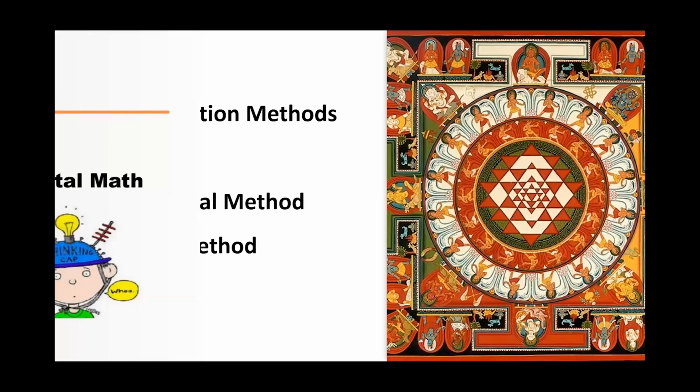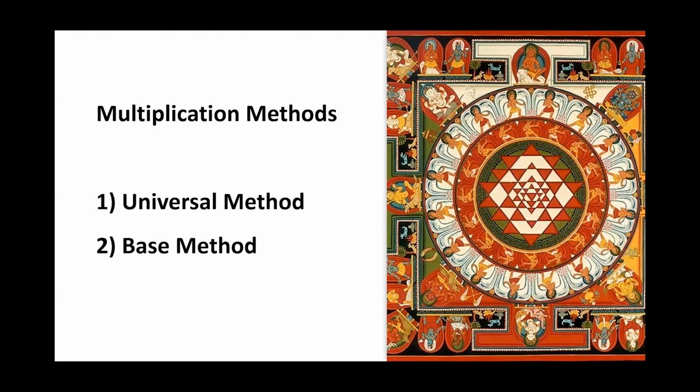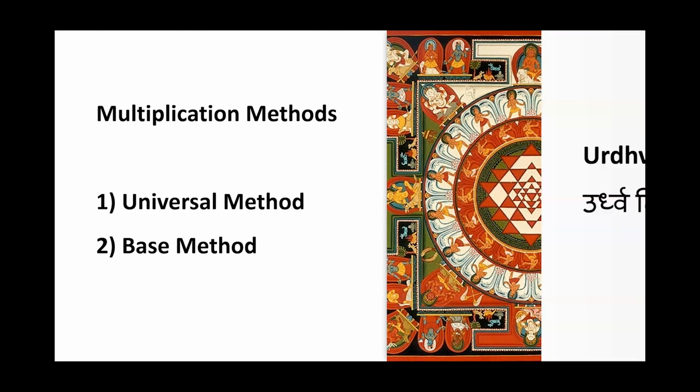So let's discuss the multiplication methods. Broadly, we will be discussing the two methods through which you can calculate any digit multiplications. The first is the universal method and the second is the base method. Both are based on Vedic mathematics. Now the first method, Urdhav Triyak Bhyam, or popularly I'm going to call it the universal method for easy understanding, is one of the 16 sutras of Vedic mathematics. The meaning is vertically and crosswise. Urdhav means vertical and Triyak Bhyam means crosswise.